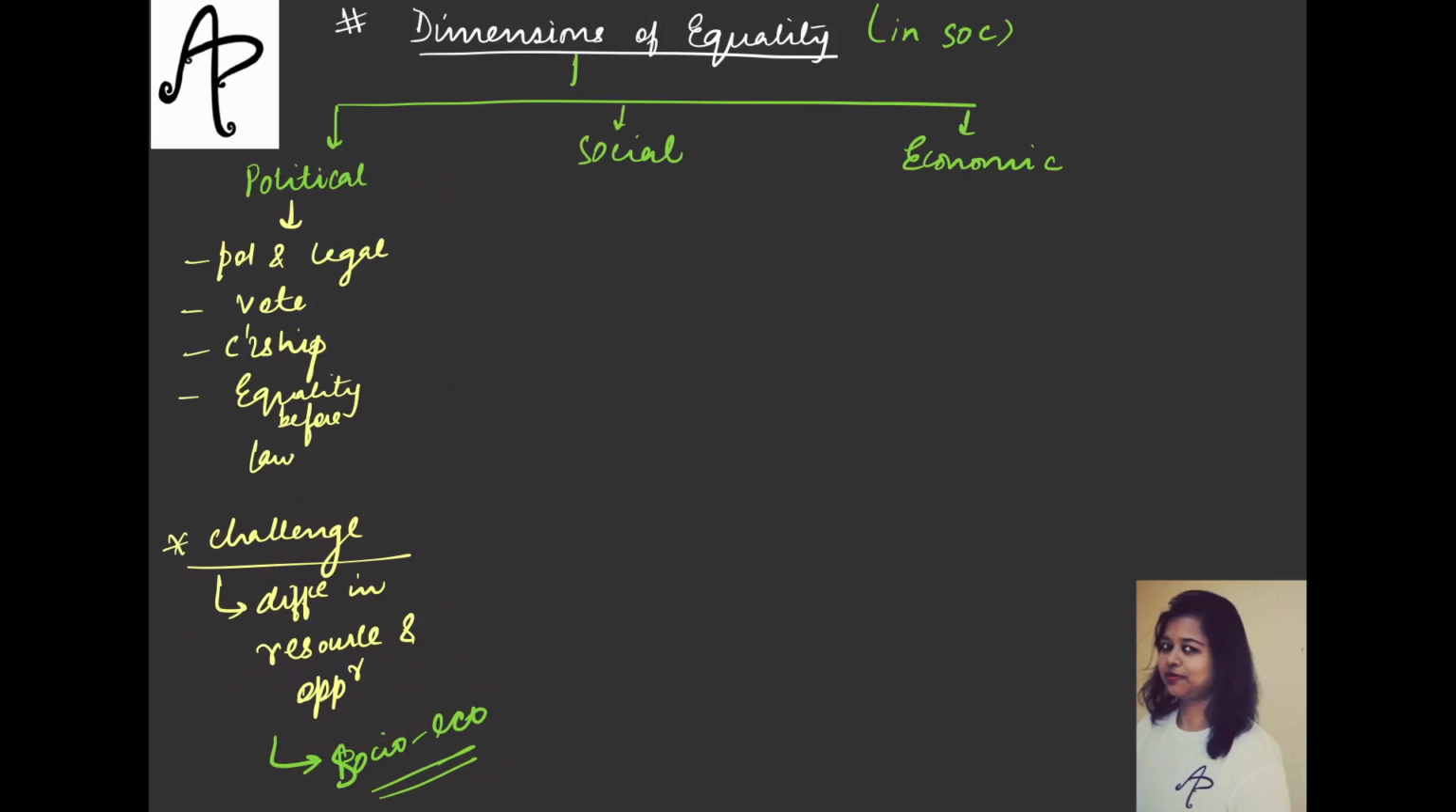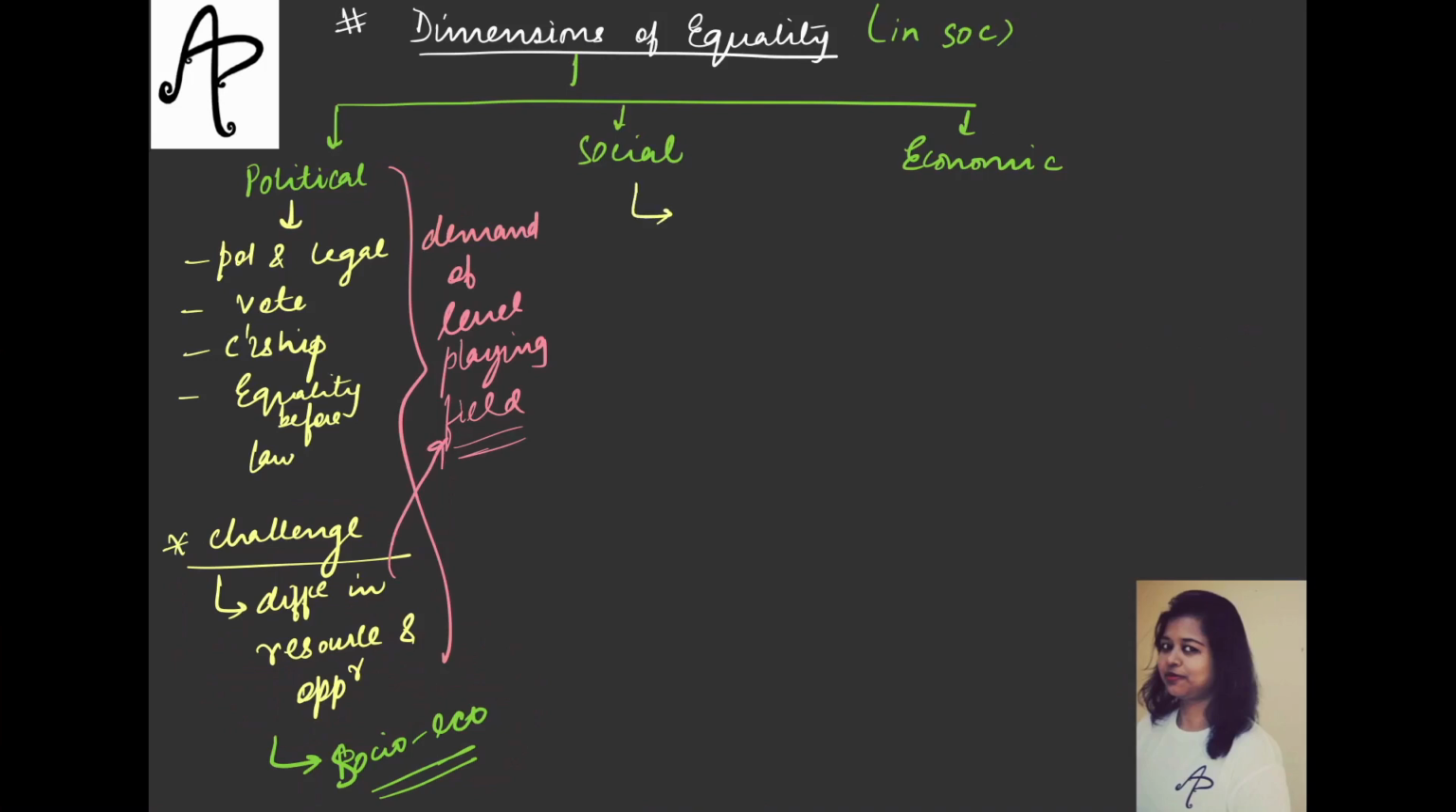And therefore, what is the demand in this case? To assure that we have equality, the demand is for a level playing field. To assure all the dimensions of equality, we need to give a level playing field to people because we have resource constraints. Okay.